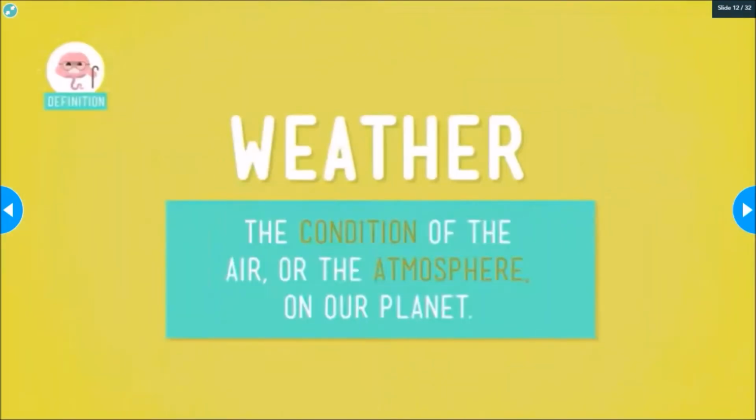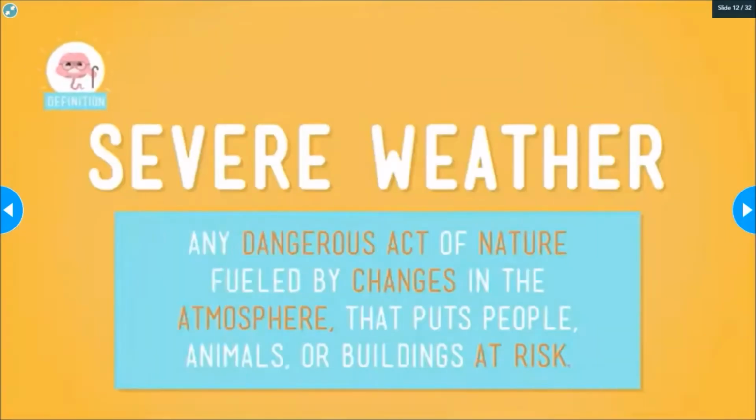We know that weather is a condition of the air or atmosphere on our planet. Severe weather is the same thing, only more extreme. Extreme! But what does that mean? How do you know when weather is severe or extreme and when it isn't? Well, severe weather is any dangerous act of nature that puts people, animals, or buildings at risk.